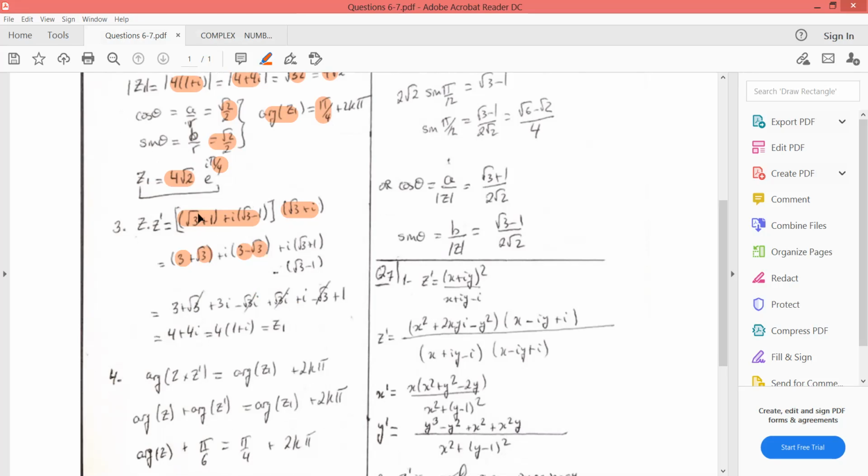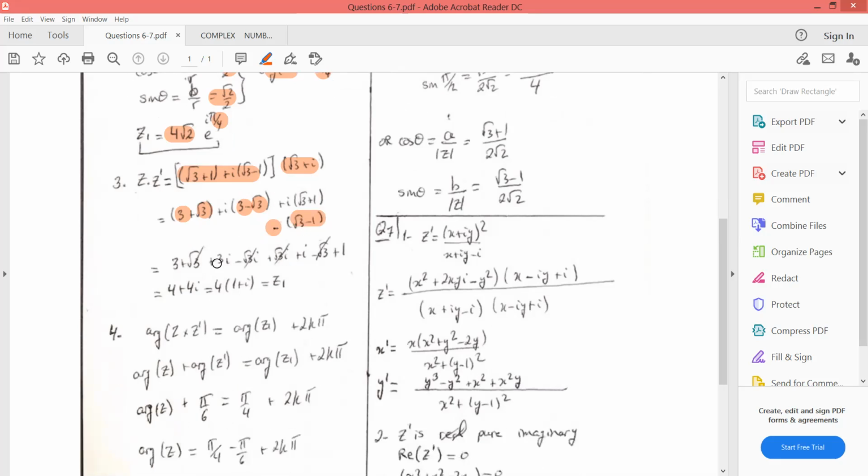Then I multiply i by the first one, giving i times radical 3 plus 1. i times i is i squared, so we get minus 1 times radical 3 minus 1. We remove the brackets: 3 plus radical 3 plus 3i minus radical 3 i, etc. We get 4 plus 4i, which is z1. Any questions about z times z prime?